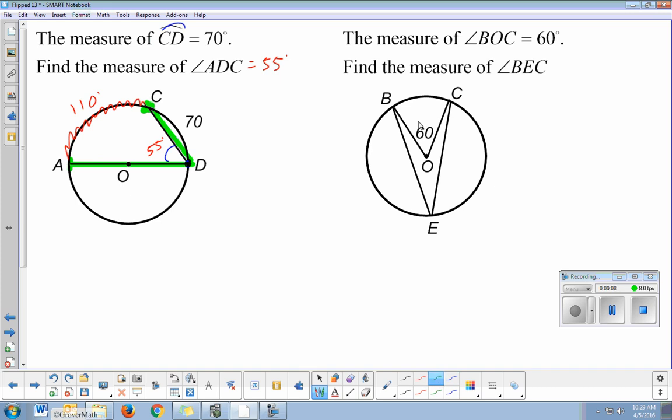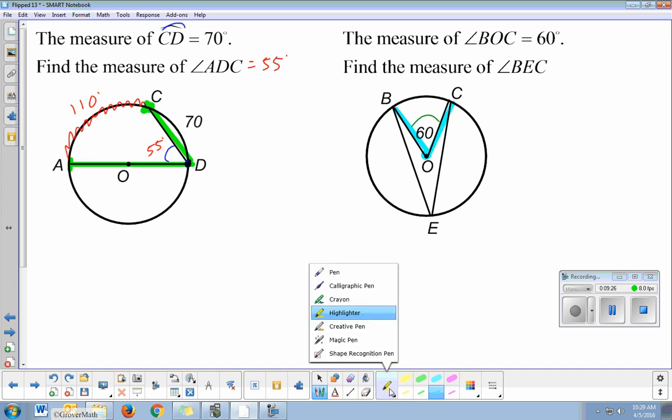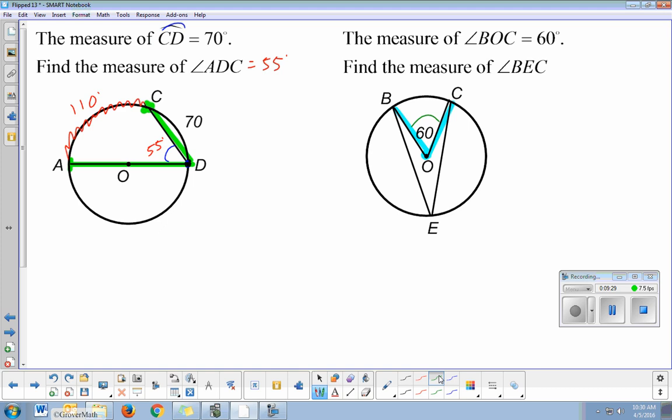BOC is 60 degrees. So sometimes you're given an arc and asked for an angle. Sometimes you're given an angle and asked for an arc, or an angle and asked for a different angle. Okay, but we're given this angle BOC. What type of angle is it? BOC is a central angle because its vertex is at the center. So that means it equals the arc. Basically, every time you're given an angle, you want to try to find an arc measurement. And every time you're given an arc measurement, you want to try to find an angle measurement, or another arc measurement. You're always trying to find more from what you're given. That's basically what geometry is.